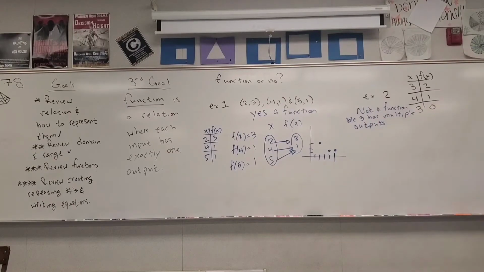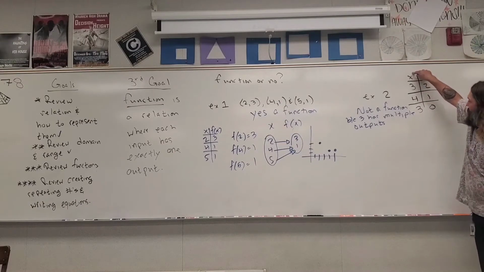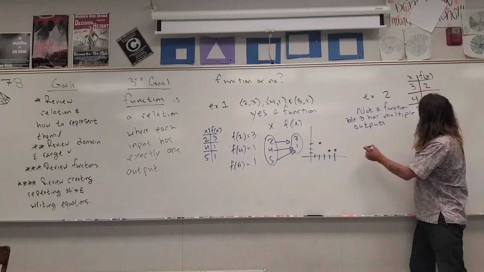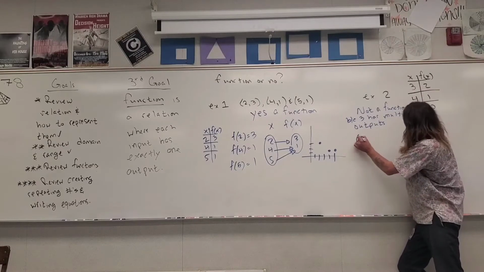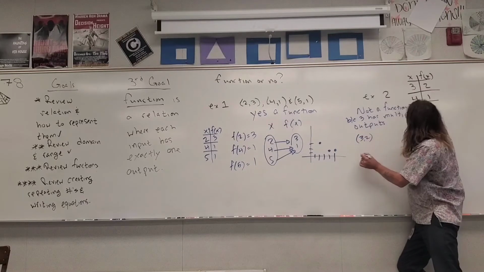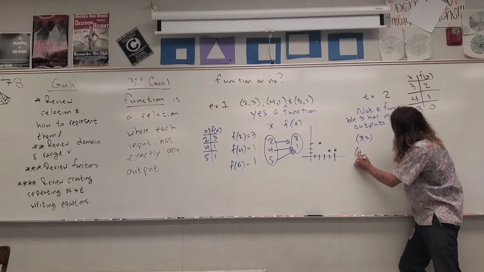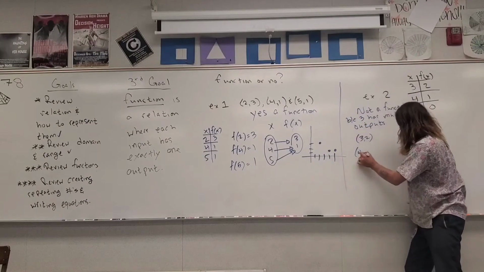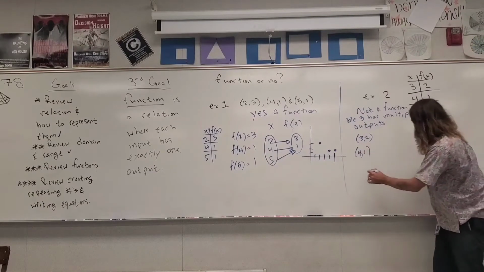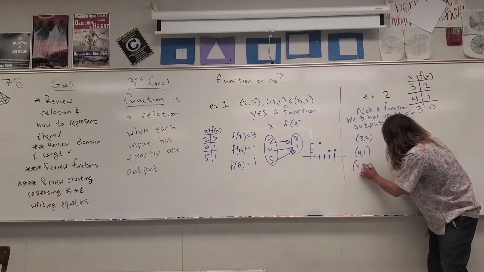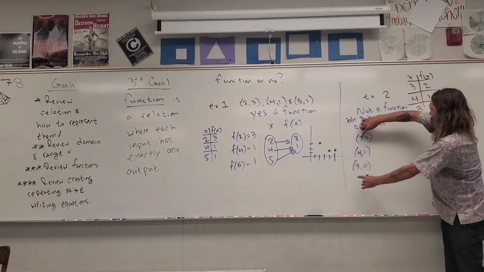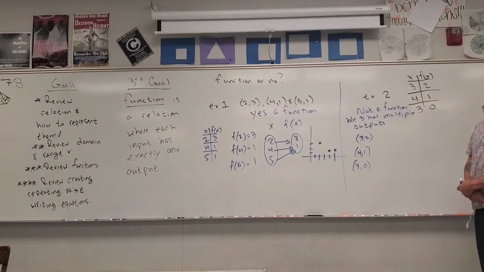It's not a function because 3 has multiple outputs. Let's look at what this looks like in its other forms. We see that I have multiple 3's in the x value. That means it's not a function. As an ordered pair, it would be 3, 2, 4, 1. We have to put a line between 4, 1, and 3, 0. Notice again that I have the same x, so that means that it's not a function. The x is repeating, not a function.